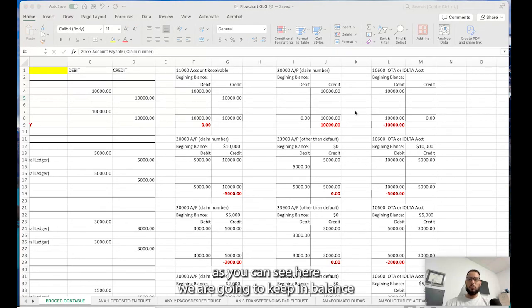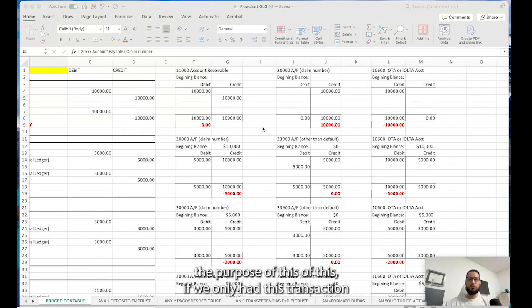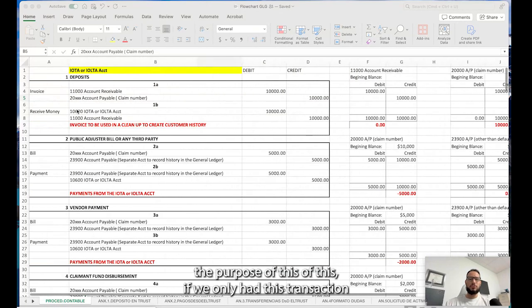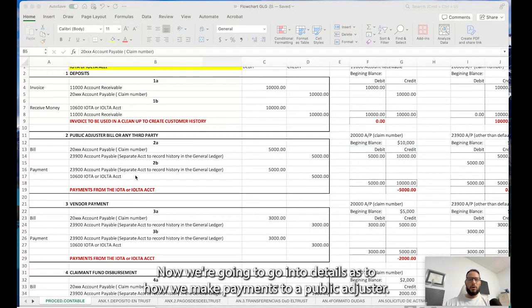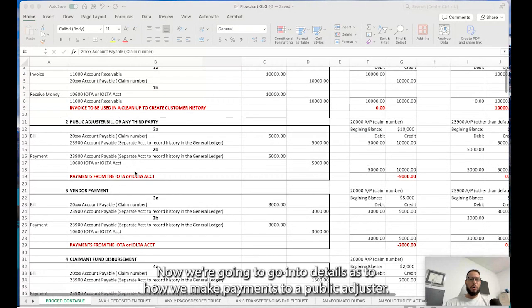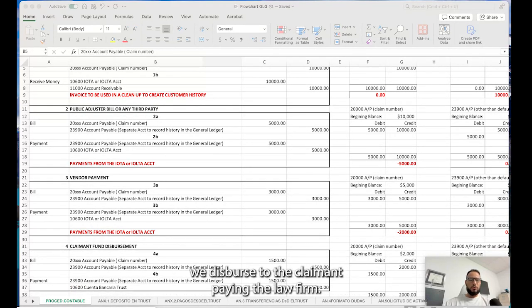As you can see here, we are going to keep the accounting equation in balance, where assets equal liabilities plus stockholders' equity. For the purpose of this, if we only had this transaction happening during that month, our equation is in balance. Now we're going to go into details as to how we make payments to a public adjuster, for example, a vendor, and the remaining funds in the account we disburse to the claimant.